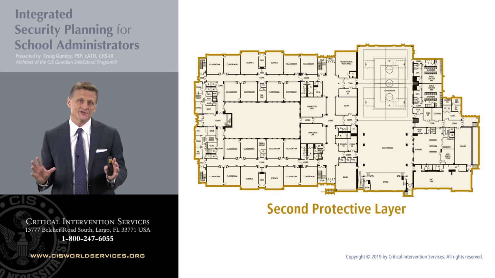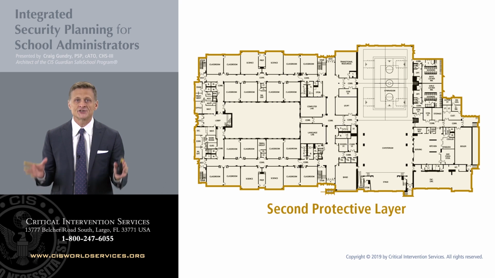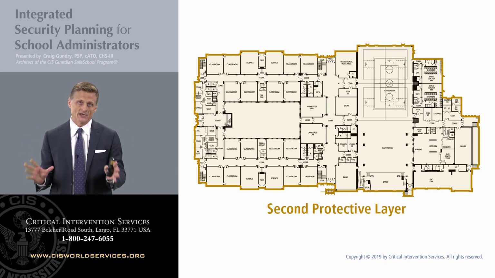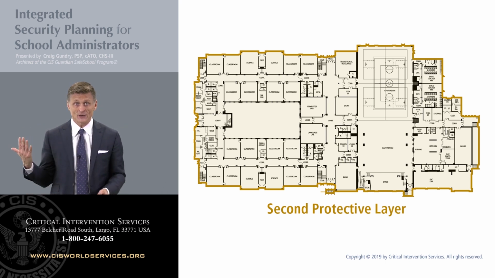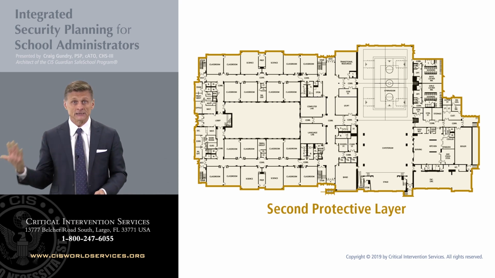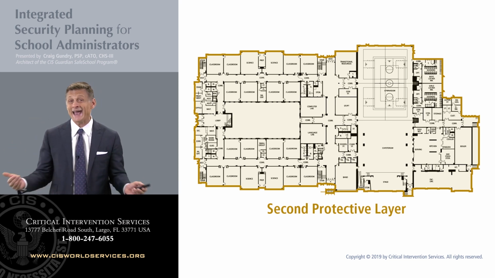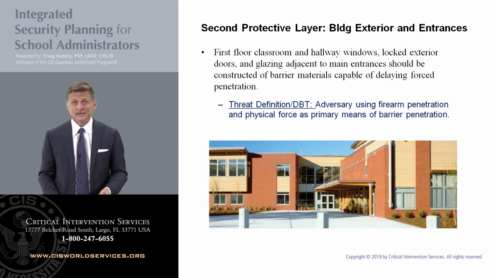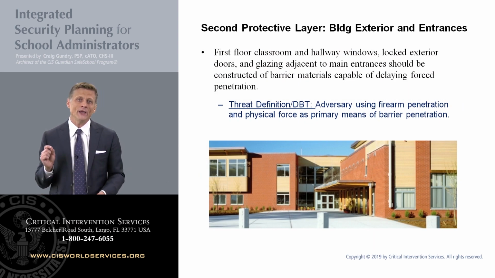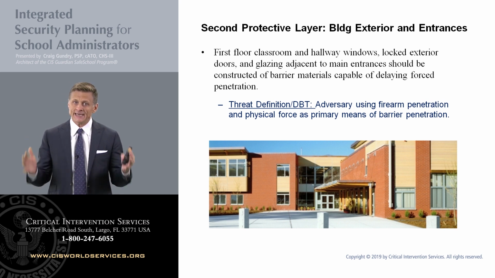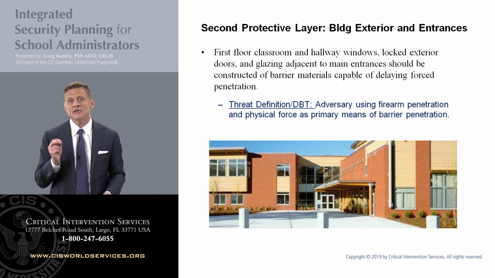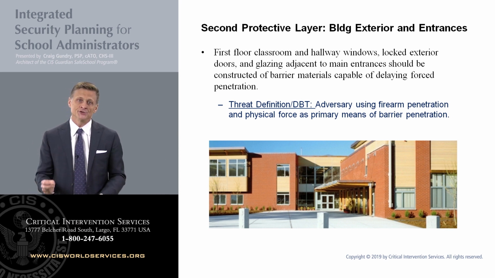Now, in most campus environments, our second protective layer is going to be the envelope of the buildings themselves. And that includes the wall section around the outside of the building, as well as any kind of glazing, windows for instance, doors entering into that facility, and technically also includes the roof and any other additional kinds of accesses into the building. Now, first floor classroom and hallway windows, any kind of locked exterior doors, and any glazing adjacent to main entrances should be constructed with barrier materials that are capable of delaying forced entry.